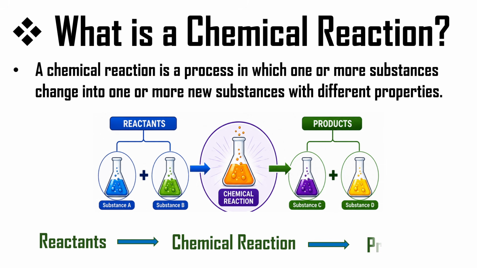Let's understand this with an example. When paper burns, it changes into ash, smoke, and gases. Can we convert the ash back into paper? No, because a completely new substance has been formed. That is why burning paper is a chemical reaction. Remember this, if a new substance is formed, it is a chemical reaction. As you can see in the image, the substance A and the substance B are the reactants. They react together, and after a chemical reaction, they form two products, substance C and substance D.